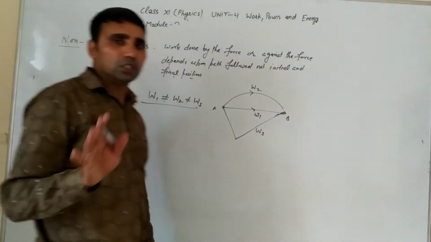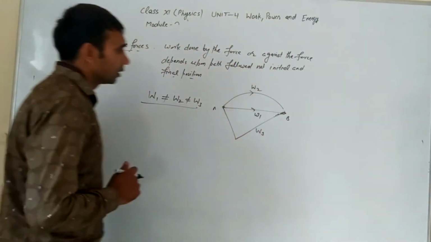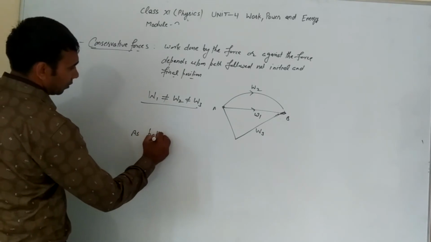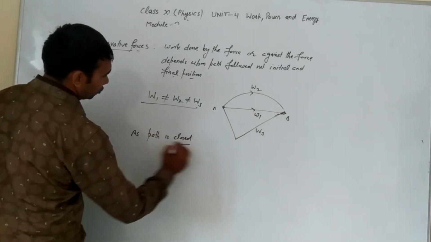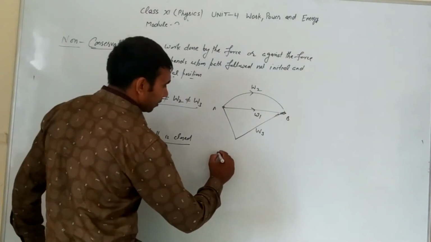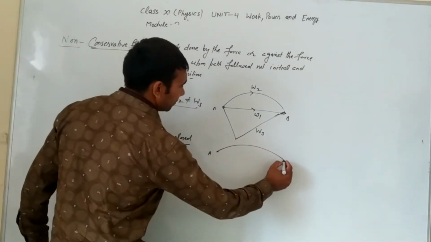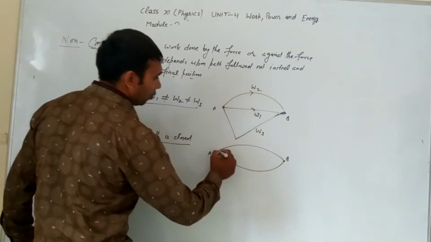As the path is closed, path is closed means going from A to B and again from B to A.